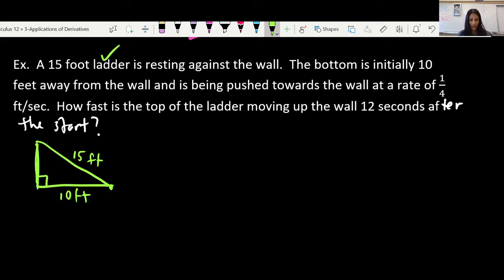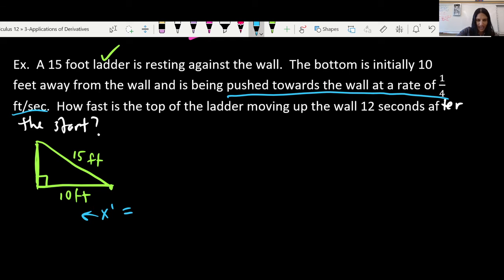Okay, and then it says it's being pushed towards the wall at a rate of 1/4 feet per second. So if this is x, I'm going to call this x prime. That would be like going in that direction. So it would be being pushed towards the wall at a rate of 1/4 feet per second.